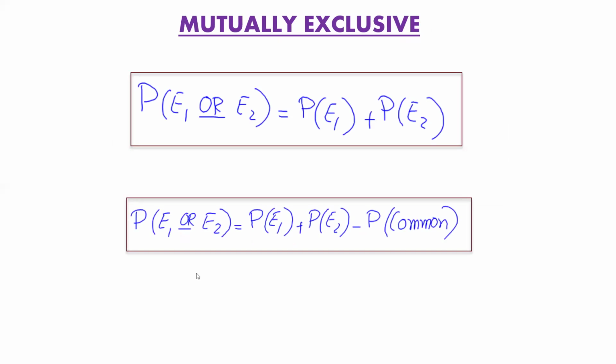Now, why do we need to subtract the common? Because the common will be counted twice. It will be counted twice.